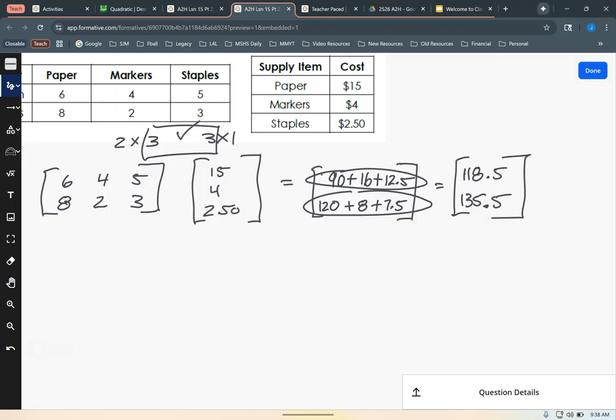Like, let me ask you this. How much more money did Mrs. Wills spend on paper than Mr. Smith? See? You can read the data now. See how that works? Right?